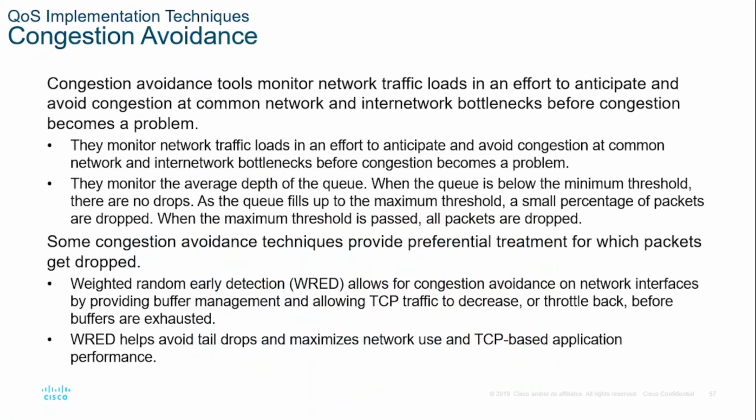The last one is congestion avoidance. Congestion management includes queuing and scheduling methods where excess traffic is buffered or queued, and sometimes dropped, while it waits to be sent out an egress interface. Congestion avoidance tools are simpler. They monitor network traffic loads in an effort to anticipate and avoid congestion at common network and internetwork bottlenecks before congestion becomes a problem. These tools can monitor the average depth of the queue, as represented in the figure.